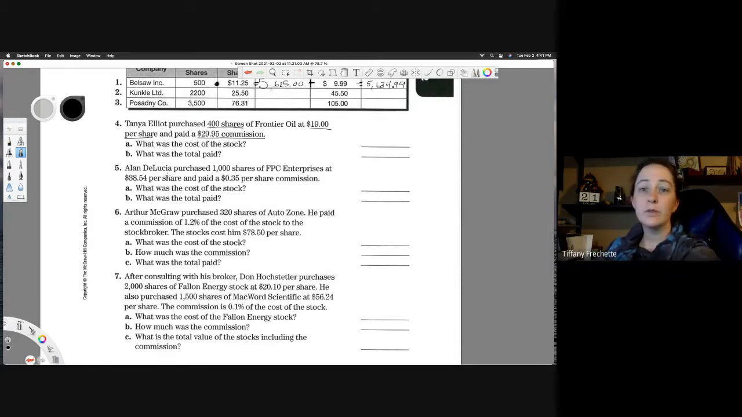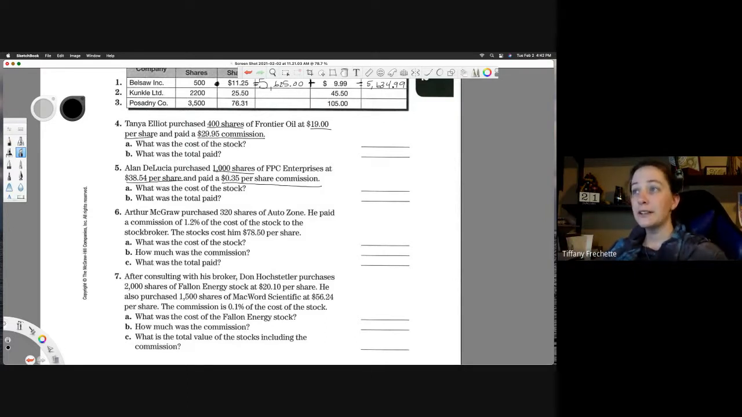The second one, I did want to point out something. They're throwing a little something different here. Alan DeLucia purchased 1,000 shares of FPC Enterprise at $38.54 per share. So that's pretty normal so far. And paid 35 cents per share on commission. So they're not telling me that it's just a $29.95 commission, like a flat fee. It's 35 cents for every share I buy. So this is a little different.